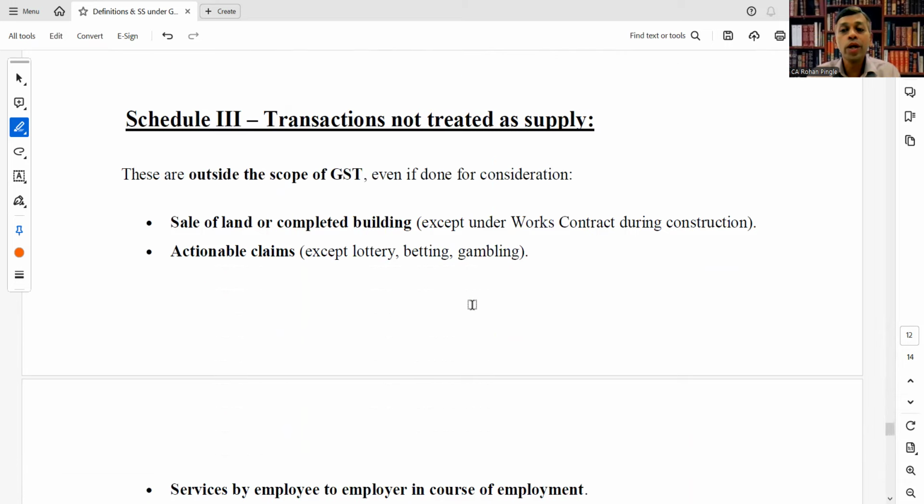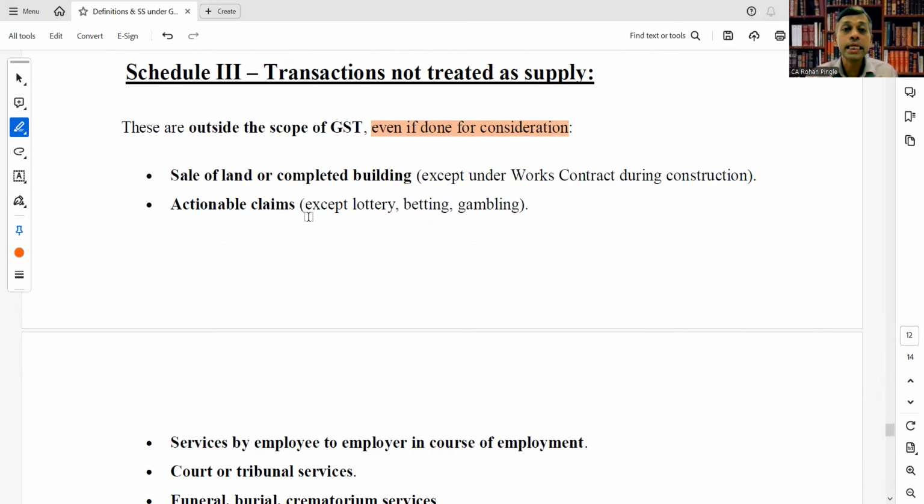Before moving to composite and mixed supply, we will learn Schedule 3, transactions not treated as supply. Today we have covered Schedule 1, activities compulsorily treated as supply, Schedule 2, classification of supply as goods or services, and Schedule 3, transactions not treated as supply. These are outside the scope of GST even if done for consideration. Even if there is consideration involved, it is not covered under GST.